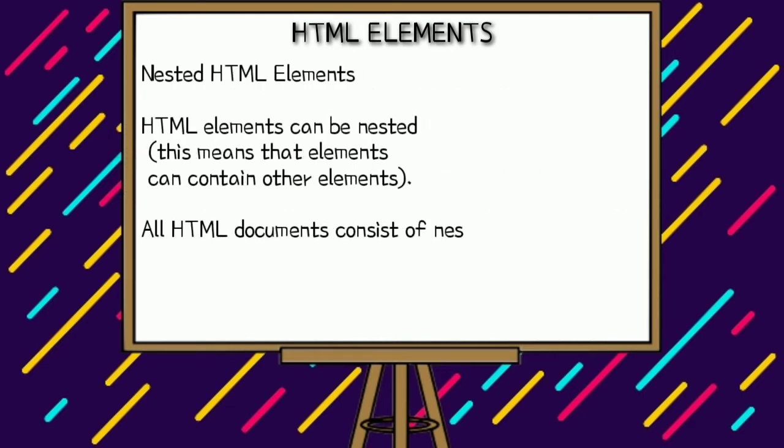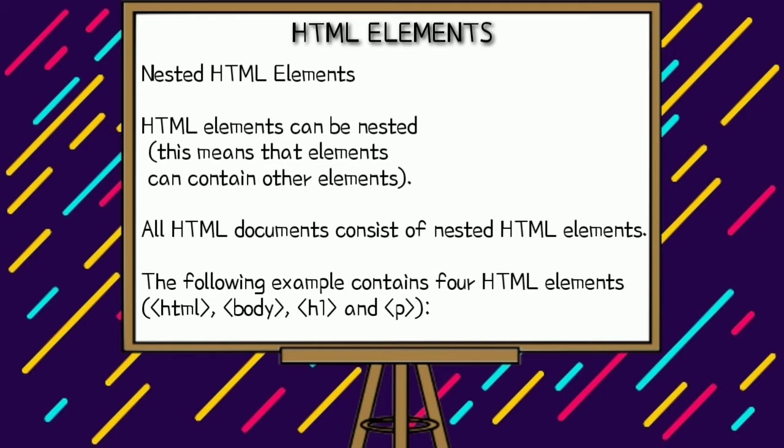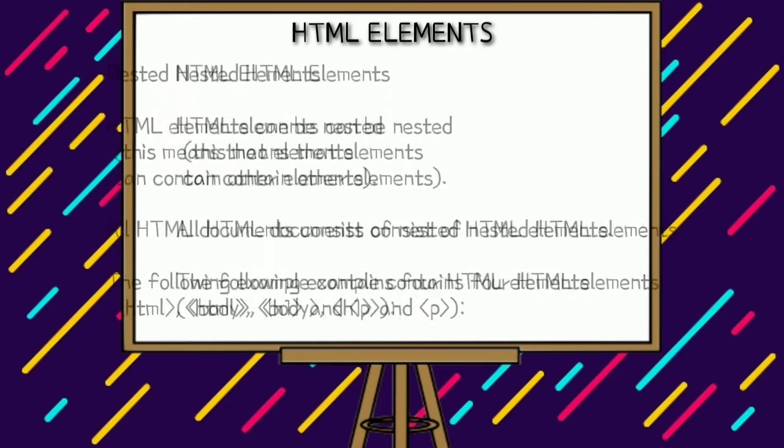Nested HTML elements. HTML elements can be nested. This means that elements can contain other elements. All HTML documents consist of nested HTML elements. The following example contains 4 HTML elements, which are the HTML element, body element, heading element, and a paragraph element.